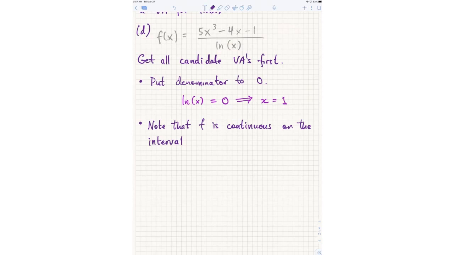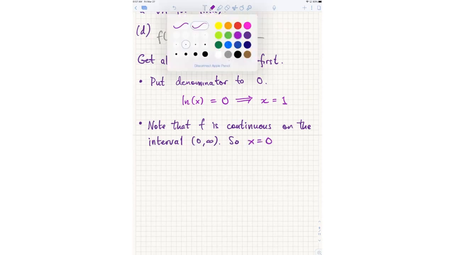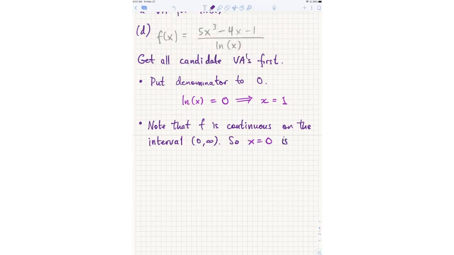So note that f is continuous on the interval 0 to infinity. So x equals 0 is another candidate. So now let's check both of them.